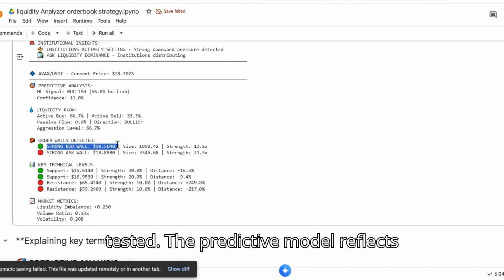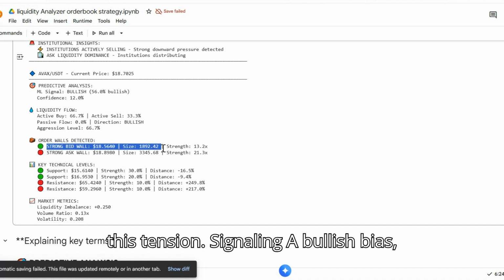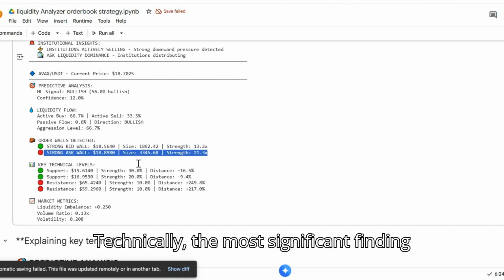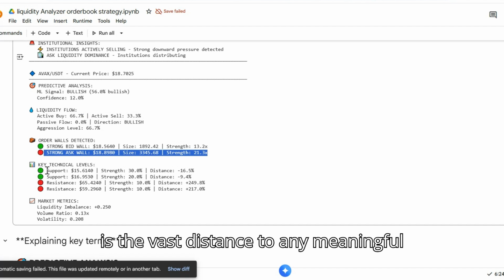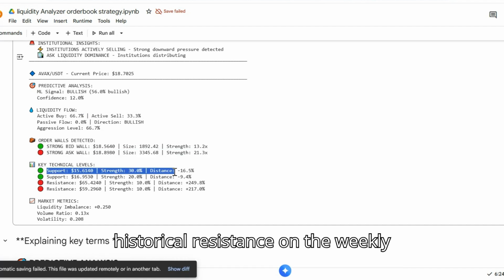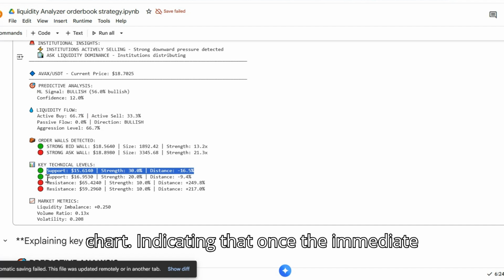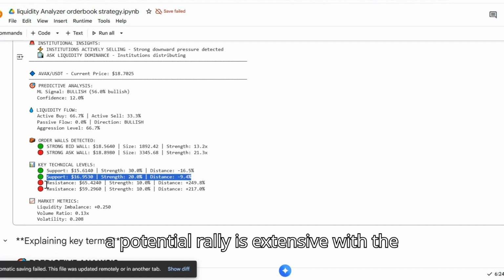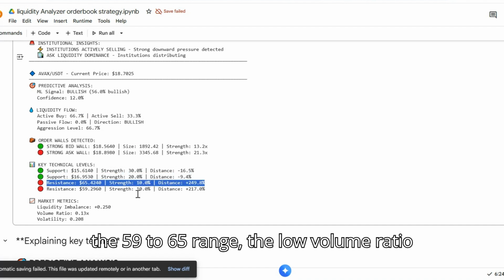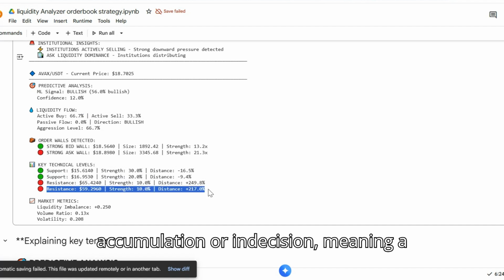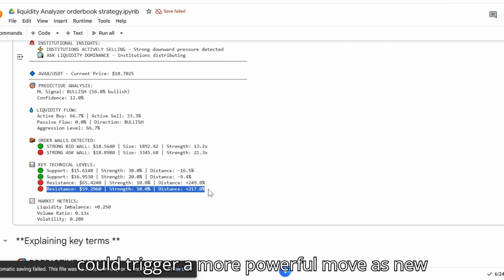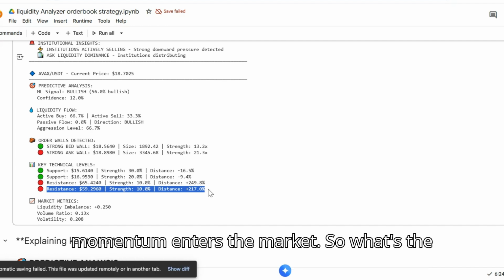The predictive model reflects this tension, signaling a bullish bias but with low confidence, suggesting the market is at an inflection point. Technically, the most significant finding is the vast distance to any meaningful historical resistance on the weekly chart, indicating that once the immediate cap at $18.90 is cleared, the runway for a potential rally is extensive, with the next major ceilings not appearing until the $59 to $65 range. The low volume ratio and volatility suggest a period of accumulation or indecision, meaning a decisive break above the local ask wall could trigger a more powerful move as new momentum enters the market.